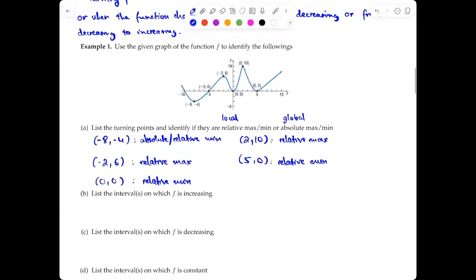So now list the interval on which the function is increasing. I'm going to use different colors here. So this part of the curve is increasing. And for this type of interval, you use the x values. So it goes from -8 to -2. Now the other part that is increasing is this part from 0 to 2, and this part from 5 to positive infinity. Does it make sense to you? Any questions?